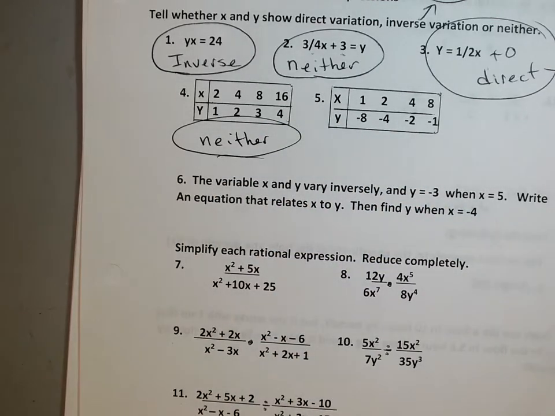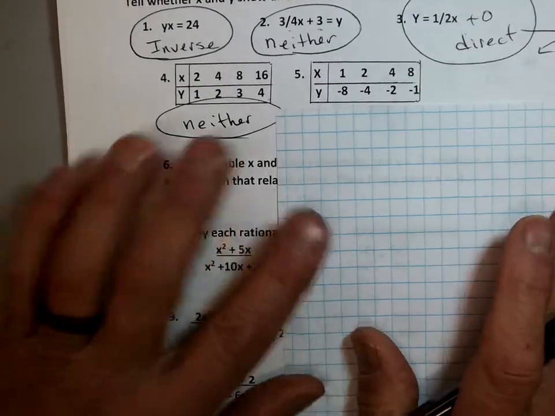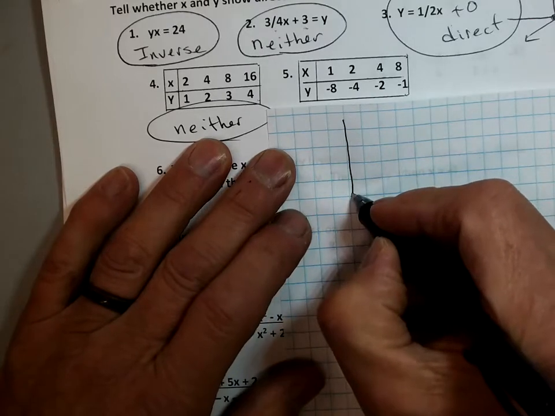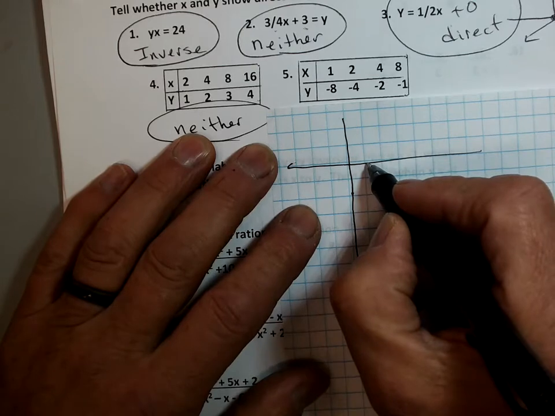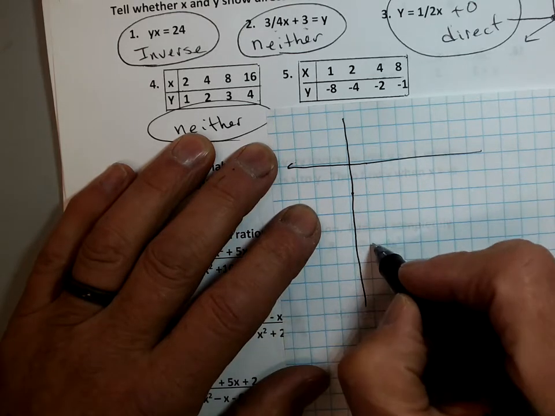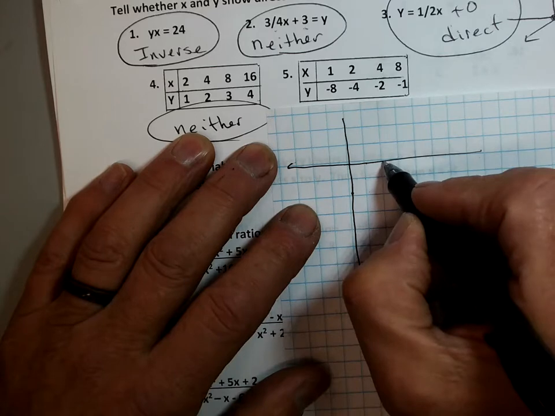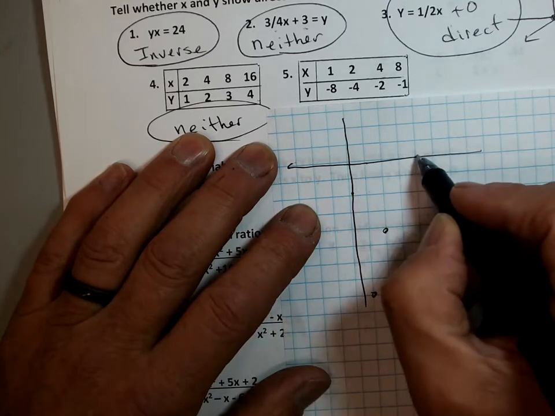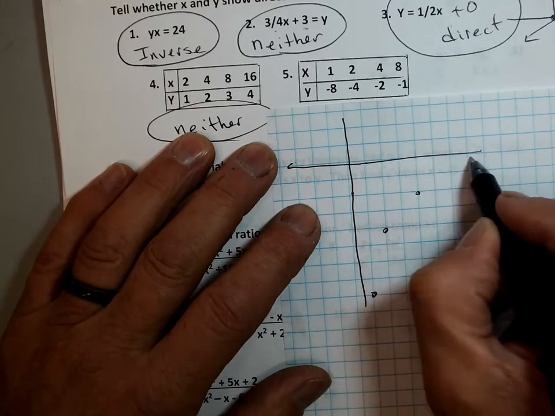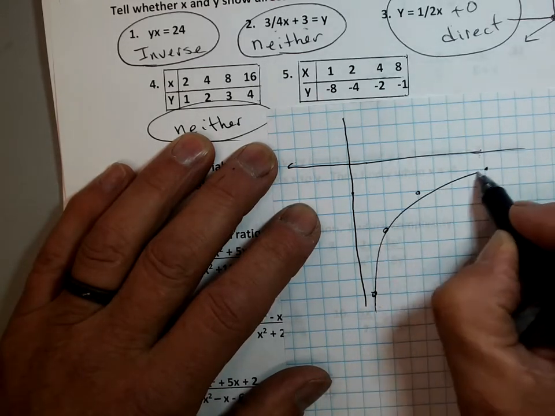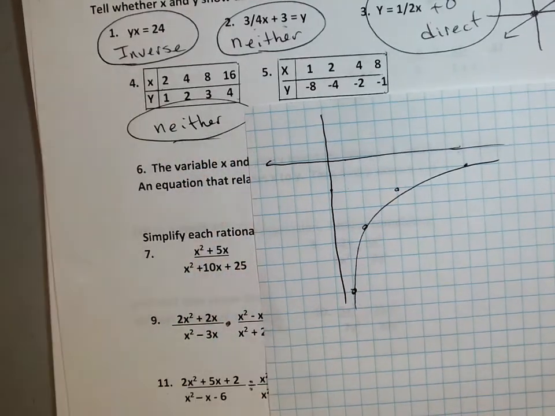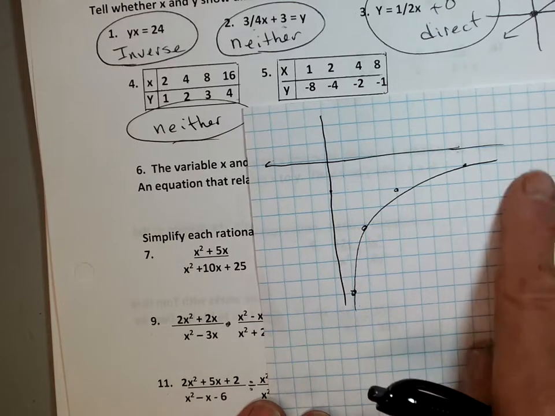Okay, number 5. Again, I'm not sure, so sometimes I graph it. If I've got a 1 and negative 8, a 2 and a negative 4, a 4 and a negative 2, an 8 and a negative 1, this looks curvy like what we've been looking at. So I'm thinking that sure looks like my inverse.